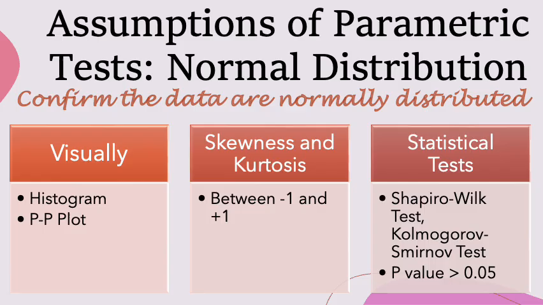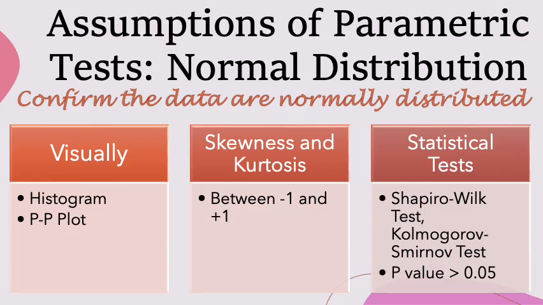You should see the normal distribution line running from the bottom left of the screen to the top right, and you look at how closely your data values follow this line. Another method to check for normality is to look at the measures of skewness and kurtosis. If the data are normally distributed, both the skewness and kurtosis should fall between the ranges of -1 and +1.